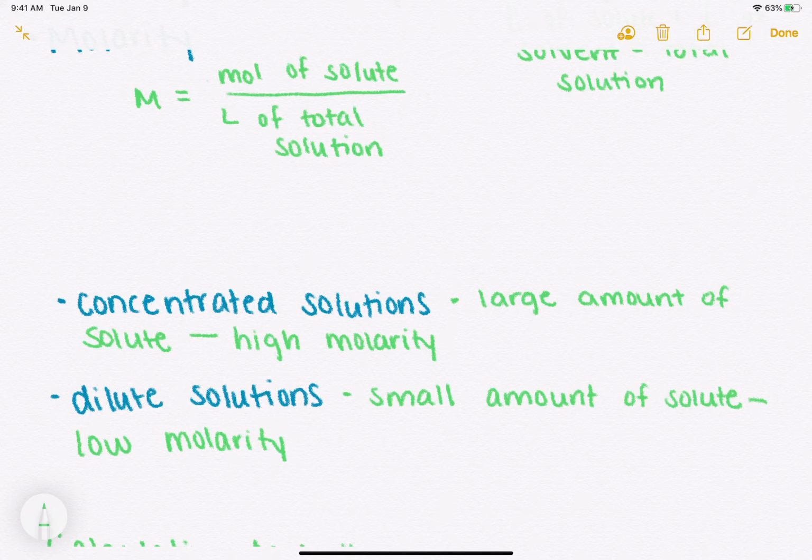So there's not really an exact number that determines what is concentrated versus what is dilute. I like to say anything that is an order of magnitude above 1 molar is relatively concentrated. Anything that is less than 1 molar is relatively dilute. But again, there's still kind of some gray area, and it really depends on the type of chemistry that you're doing.